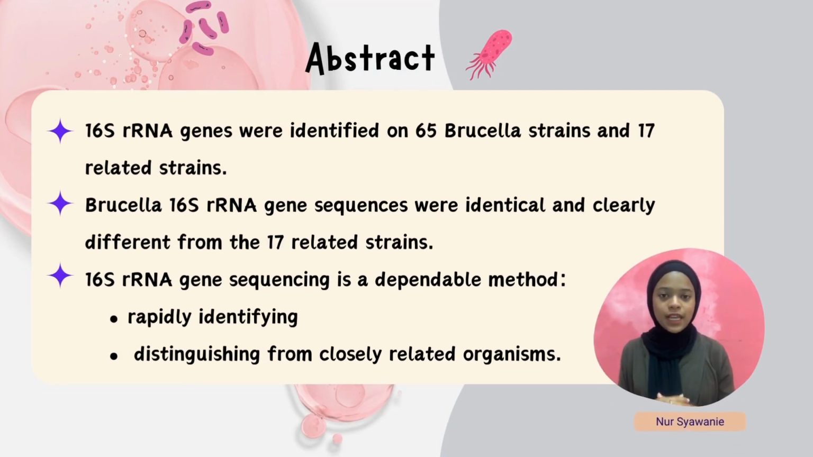humans. The 65 Brucella strains and 17 related strains that could pose a differential diagnostic challenge had their 16S rRNA gene identified. All Brucella 16S rRNA gene sequences were identified to be identical and were clearly different from the 17 related strains, indicating that 16S rRNA gene sequencing is a dependable method for rapidly identifying the genus of Brucella species and distinguishing them from closely related organisms.